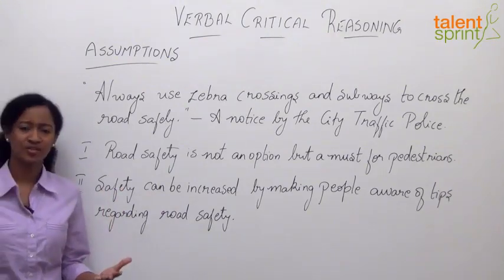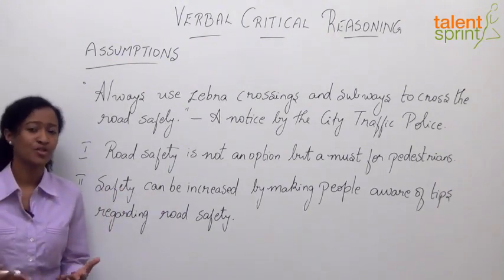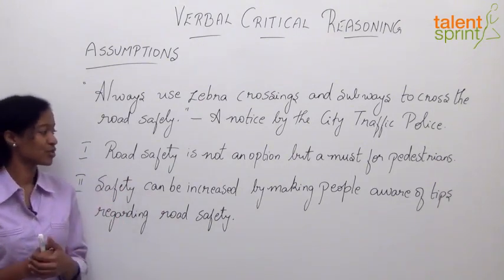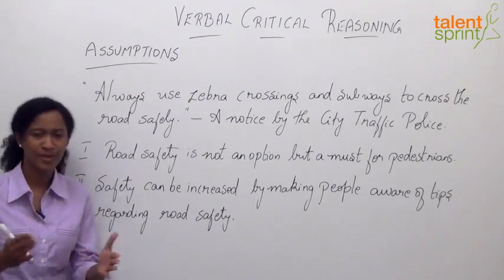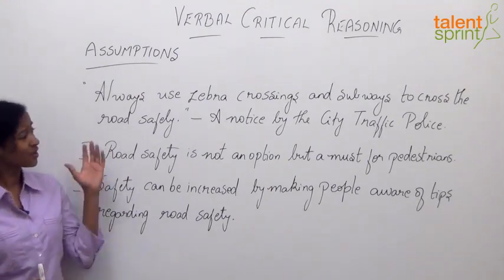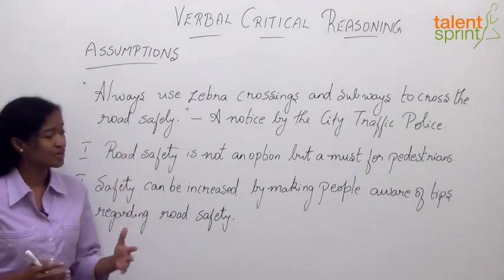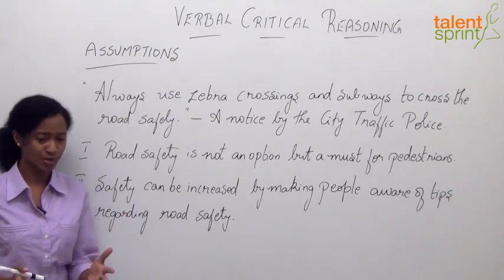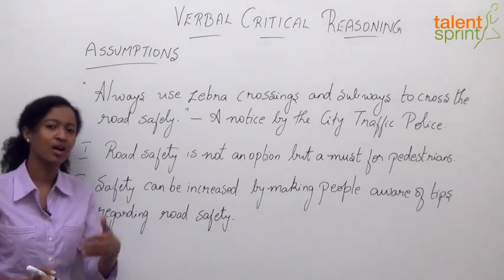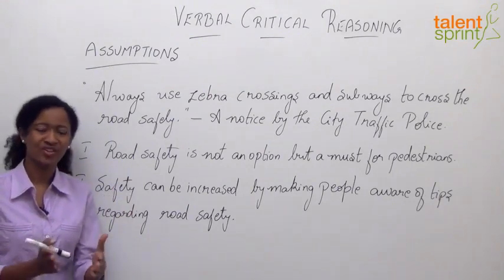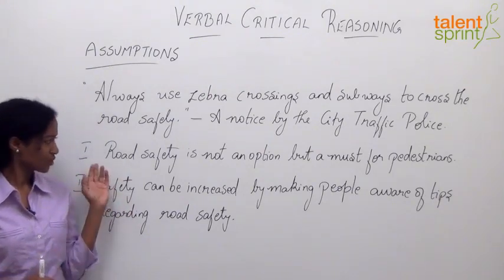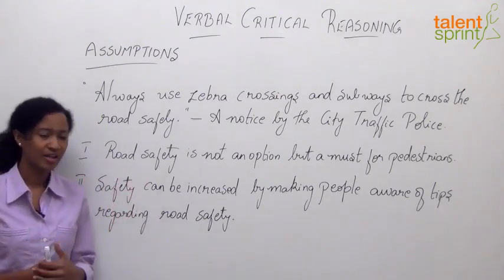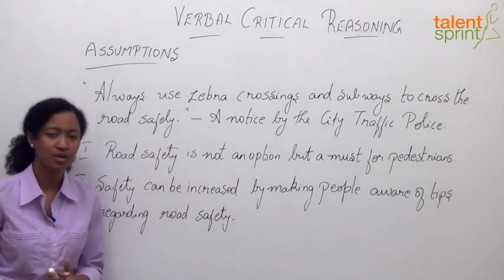So we have some clue words from the statement helping us to form strong assumptions here, right? So if I look at my first assumption, road safety is not an option but a must for pedestrians, right? So there are clue words. It says always use zebra crossing. So if you want to remain safe on the road, then you don't have an option. If you use the zebra crossings, there are higher chances of you ensuring safety on the road, right? So assumption 1 seems like a strong assumption derived from the statement. Road safety is not an option but a must for pedestrians.